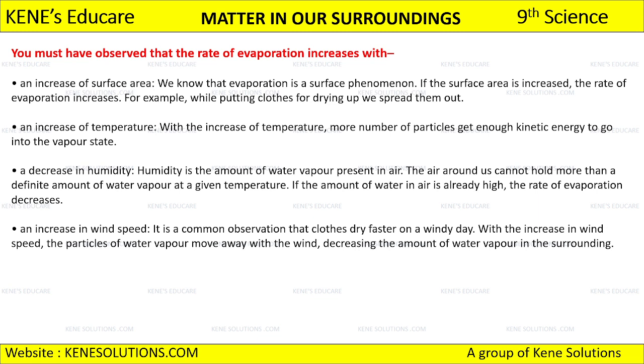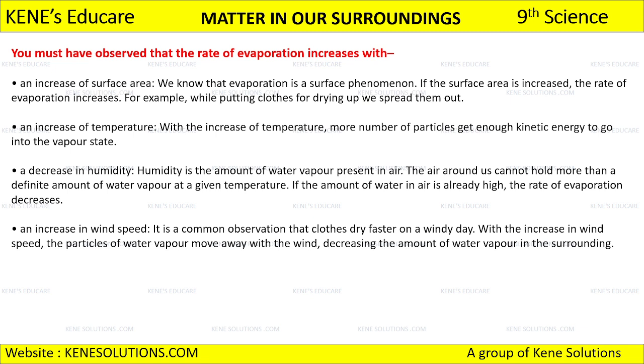So rate of evaporation increases with increase in surface area. See, we know that evaporation is a surface phenomenon, right? So the bigger the surface, the quicker the evaporation is going to be. If the surface is smaller, the evaporation process will be slow, right? So we can conclude that evaporation is a surface phenomenon, and if the surface area is increased, rate of evaporation will increase.